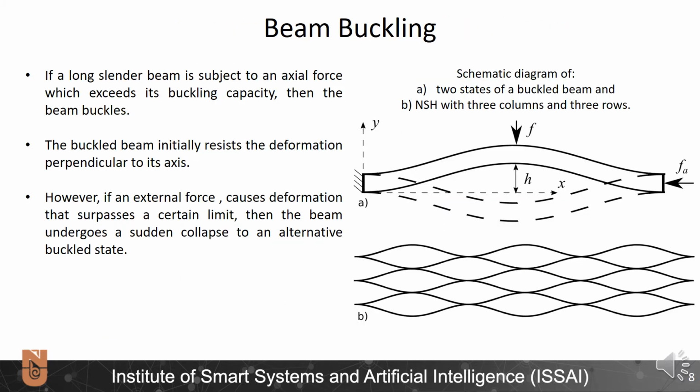This slide explains the buckling theory. Also, it illustrates two figures. Figure A shows two equilibrium states of a buckled beam and figure B shows beams stacked to create NSH. As you can see in figure A, if axial force F_A exceeds the beam's buckling capacity, then the beam buckles. In the first state, the beam resists the deformation force perpendicular to its axis. If a force F exceeds a certain limit, then the beam jumps to its second state.